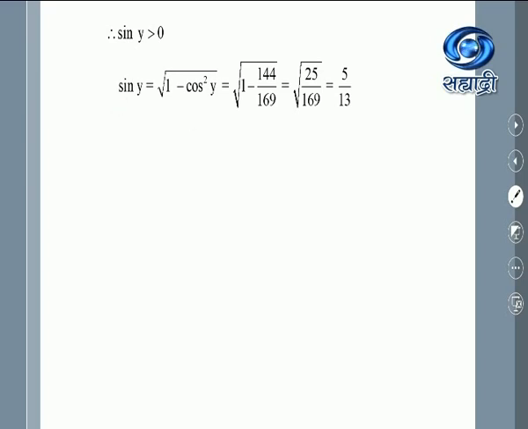So sin y is under root 1 minus cos square y. Here we are not having a minus sign because sin y we considered greater than 0. Now find the value of cos square y, which is the square of 12 by 13, that is 144 upon 169. Find the difference. 169 minus 144 is 25. The denominator is 169. Its square root is 5 by 13. See, this is very, very easy. The same procedure we are following. That's all. It's not difficult.